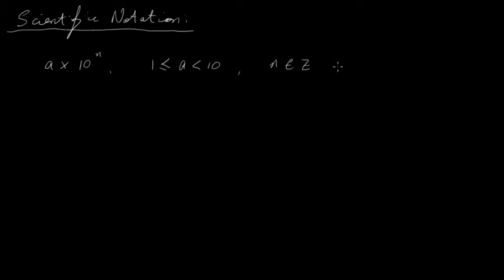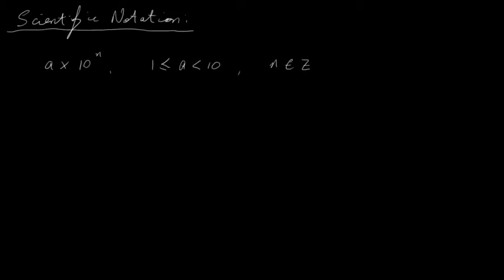And that's it really. So we're going to write a number like this: a by 10 to the power of n. This number here has to be somewhere between 1 and 10. It can include 1 but not 10. And then this number here can be any positive or negative whole number, or 0 indeed. So let's have a look at some examples of how that works.